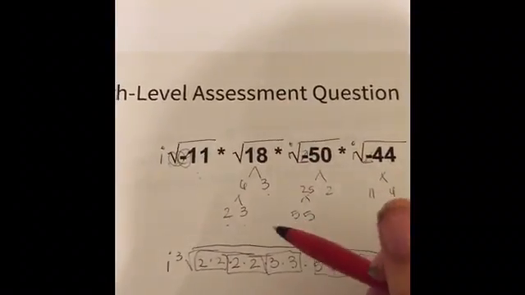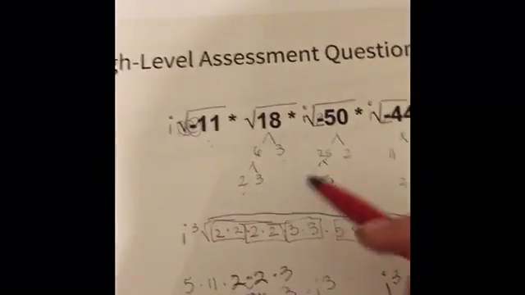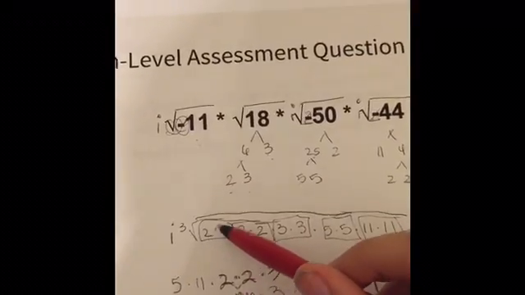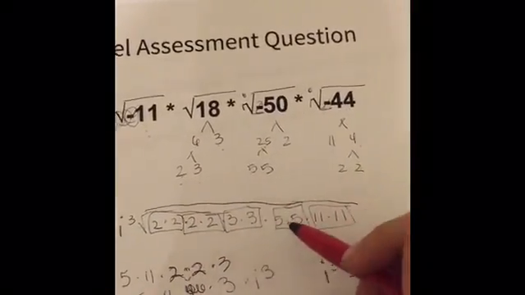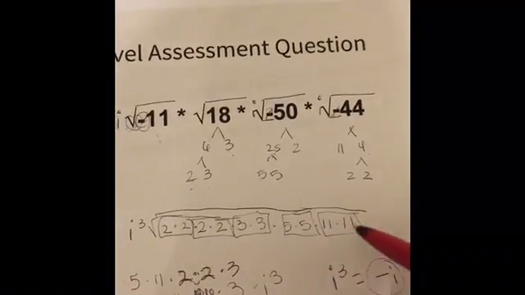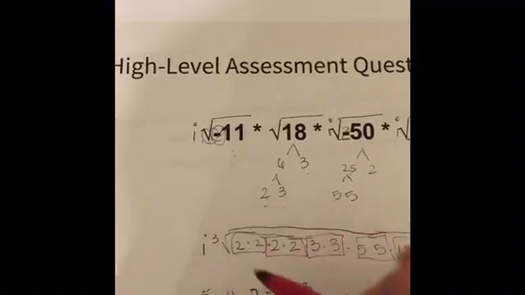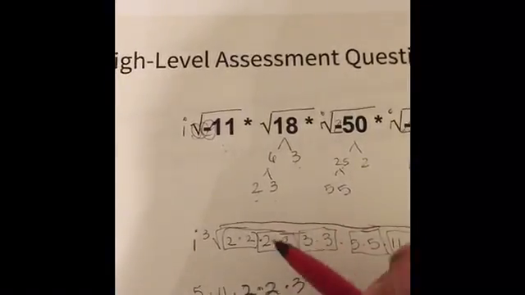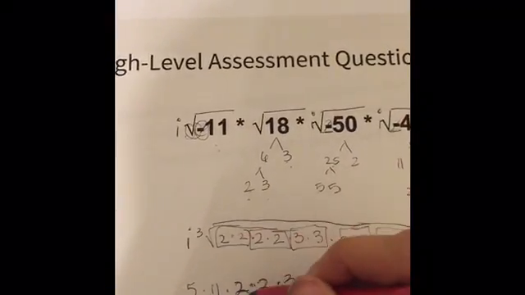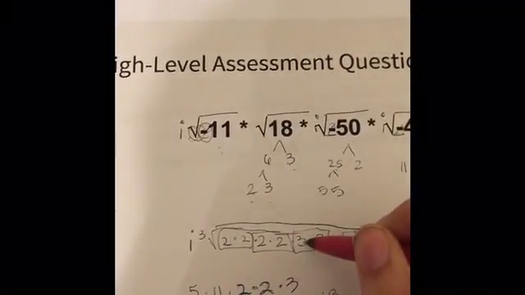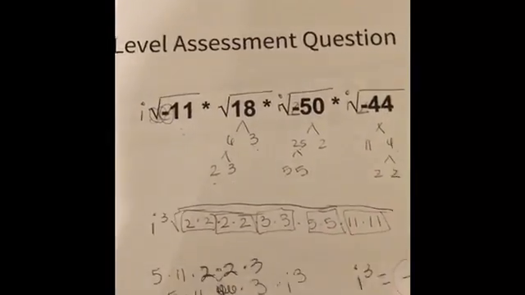Now we group all of the i's together and all the prime factors and put that under the square root. So it'll be i^3 with, under the square root, 2 times 2 times 2 times 2 times 3 times 3 times 5 times 5 times 11 times 11. Now since the power of the square root is 2, we'll group all the numbers by 2. So it will end up being a group of 2, another group of 2, a group of 3, a group of 5, and a group of 11.